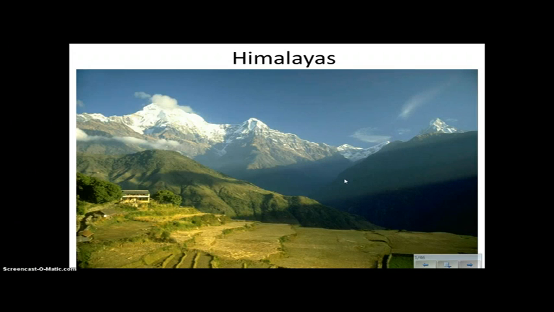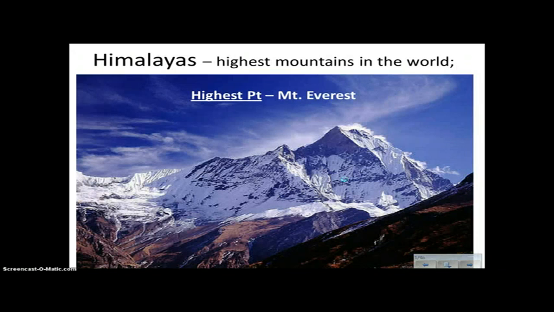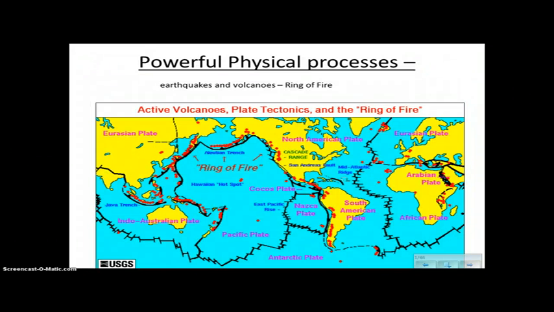Today, these mountains are still growing. Scientists estimate that Mount Everest is growing about 2 inches a year. Mount Everest is over 29,000 feet, or about 5.5 miles high. Islands were also shaped by natural forces. What physical processes do you think created the islands of Japan and Southeast Asia?